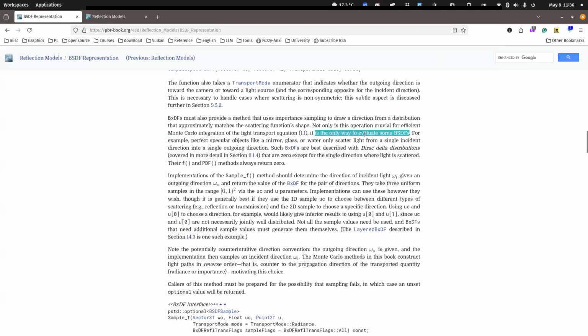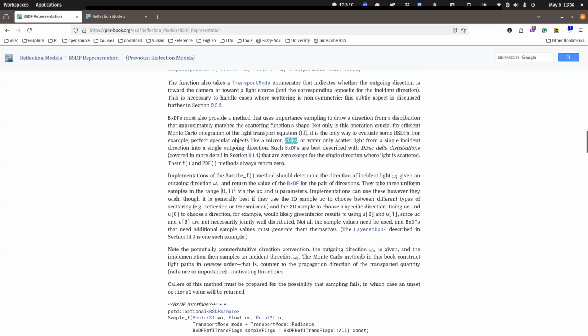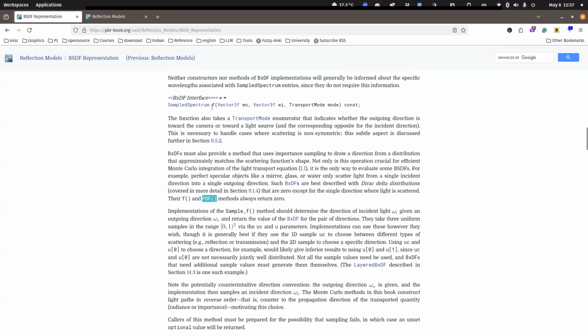Perfect specular objects like mirror, glass, and water only scatter light from a single incident direction into a single outgoing direction. Such BXDFs are best described with a delta distribution, which is zero except in the single direction where the light is scattered. So F and PDF will just be zero, basically. So it is not useful to describe them as a probabilistic distribution.